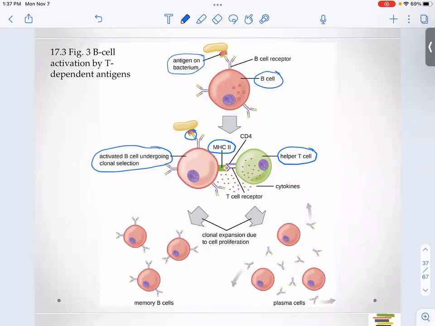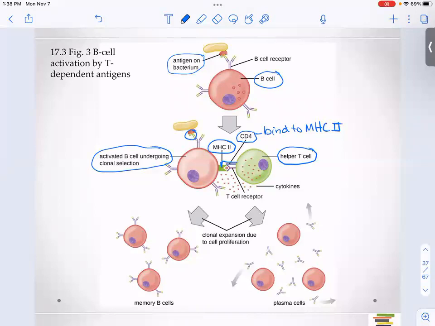And remember, it's helper T cells that recognize the antigen when it's presented by MHC class 2. Helper T cells, we haven't talked about this yet, also have this CD4 glycoprotein. That CD4 is going to bind to the MHC class 2. So it stabilizes this immunological synapse between the T cell receptor and the MHC class 2 that are both recognizing that same epitope of antigen. The CD4, again, stabilizes that.